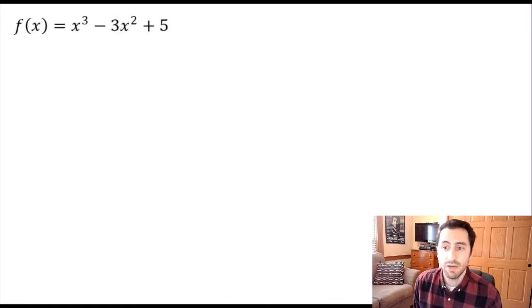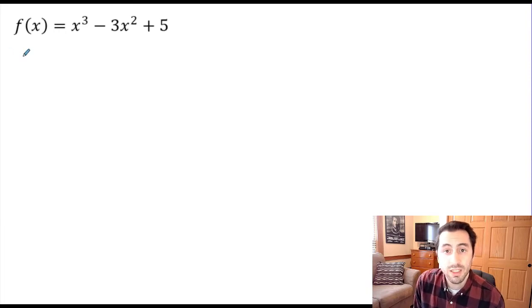I have a function f of x is equal to x cubed minus 3x squared plus 5. So what this process involves, we're going to find the critical numbers. The critical numbers are going to give us possibilities for a local maximum or a local minimum. And then we're going to test the intervals around our critical numbers to see whether they're increasing or decreasing. Whenever we have a switch from increasing to decreasing or vice versa, we know that we have a local extrema.